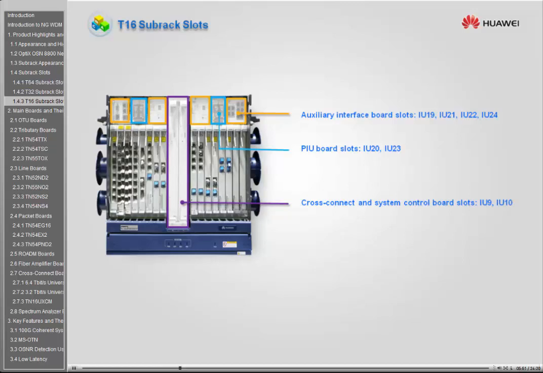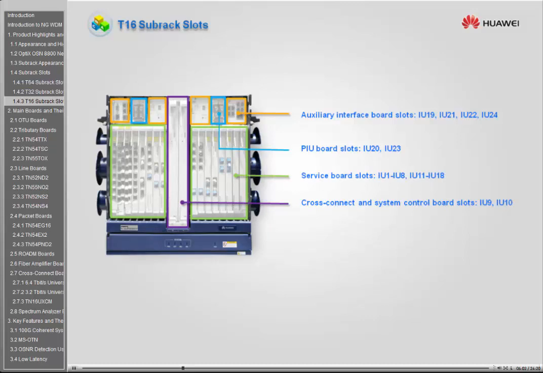For example, the TN16UXCM. They can also be used to hold service boards. Now, these service board slots are used to hold service boards, and all the service board slots support electrical cross-connection. Last is the fan board slot. It is used to hold a fan tray assembly, which contains 3 independent fans.